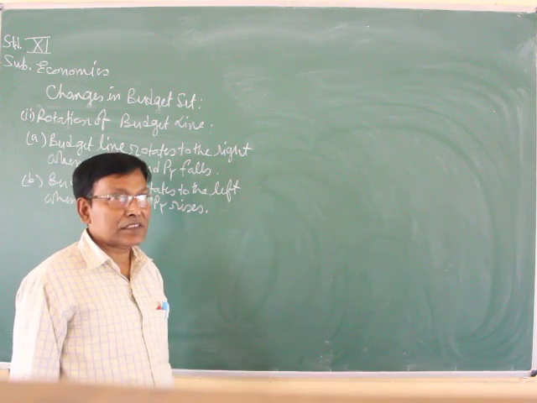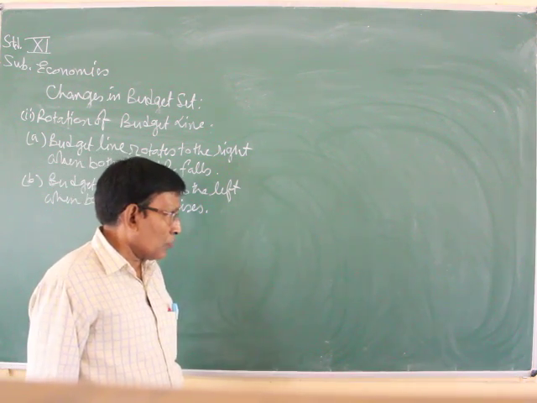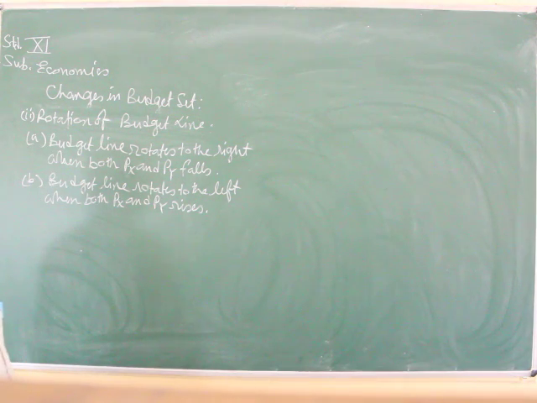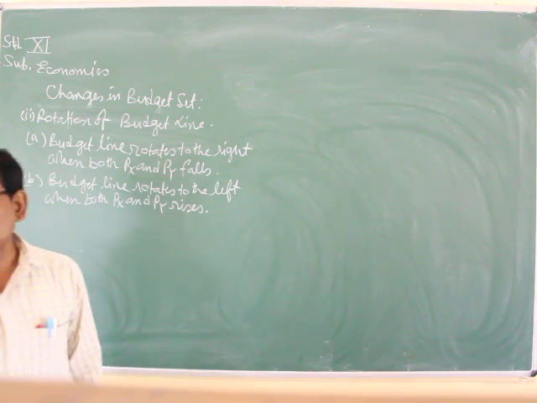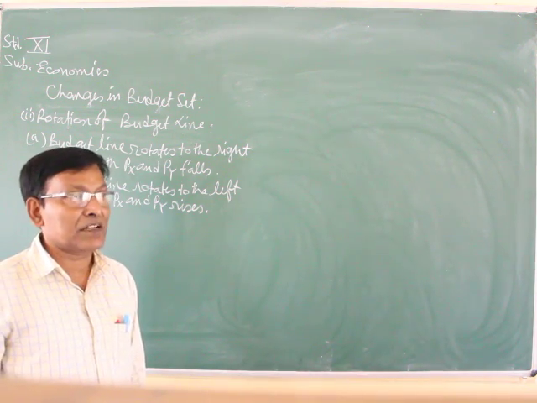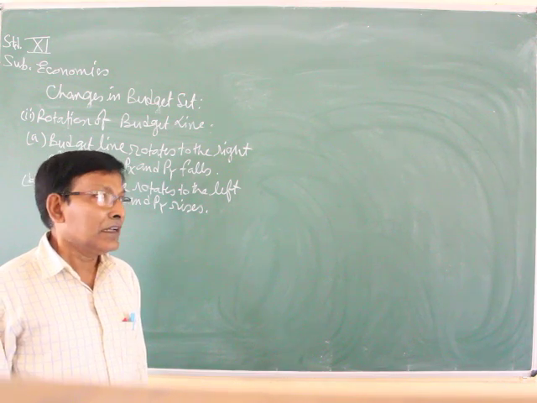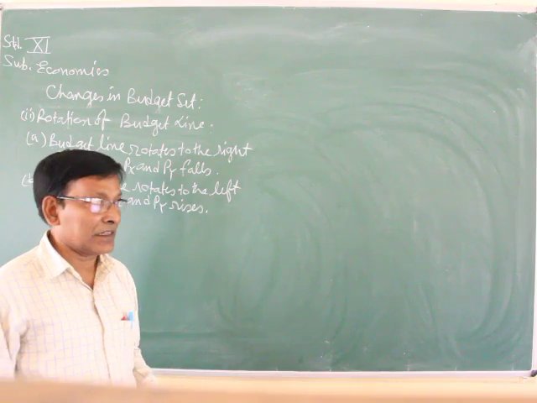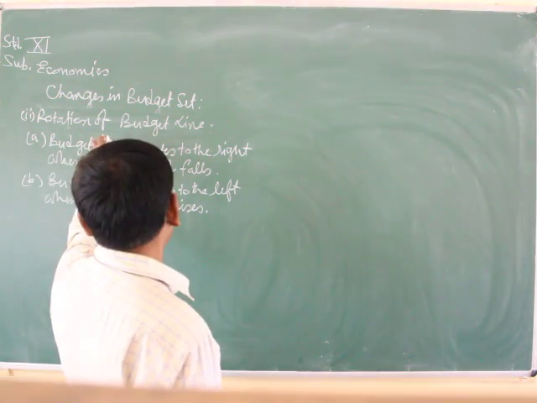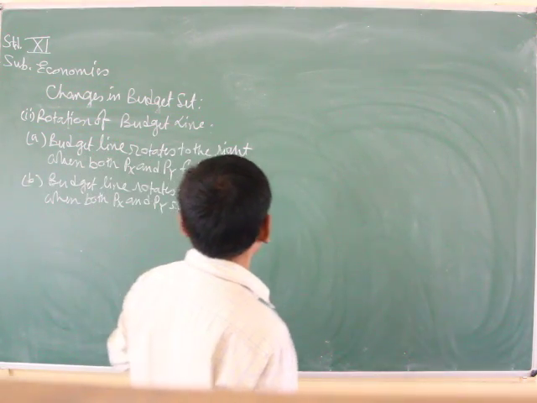Good morning, students. Today I am going to explain one topic related to changes in the budget set. When there is a change in the amount of purchase of goods and services, there will be a change in the budget set. Accordingly, there will be either a shift of the budget line or a rotation of the budget line. Here we have selected the topic rotation of the budget line.